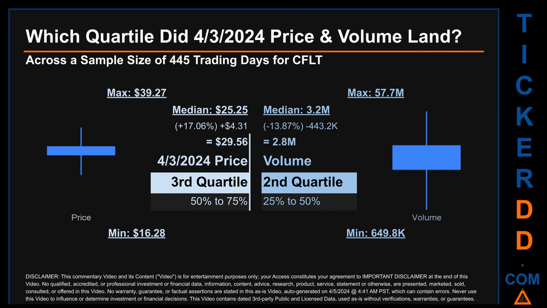The day's volume landed within the second quartile, that is within the 25% to 50% range of all sampled daily volume, which saw a max daily volume of 57.7 million and a minimum of 649.8 thousand. Quartiles tell us about the spread of a data set by breaking that data set into quarters, just like how the median breaks the set into half.